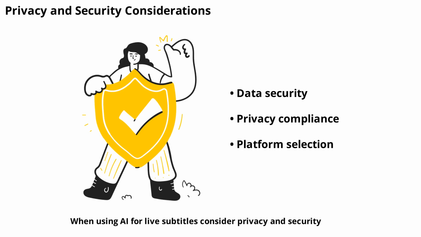When using AI for live subtitles, consider privacy and security. Ensure audio feeds and transcriptions are handled securely, especially if sensitive information is discussed. Choose platforms with robust security features and comply with relevant regulations to protect your audience and event data.